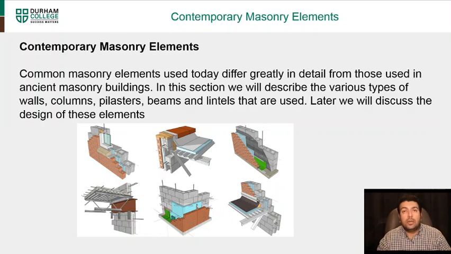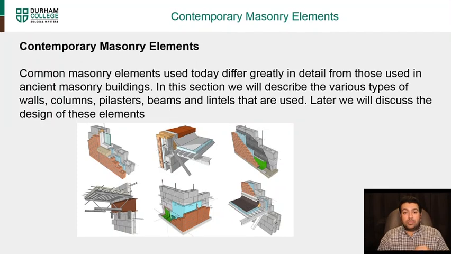Hi everyone, this is going to be part 2 of the introduction to masonry. We're going to talk about contemporary masonry elements and contemporary building structures. There are common masonry elements used today that differ in detail from those used in ancient masonry buildings. In this section, we will describe the various types of walls, columns, pilasters, beams, and lintels that are used, and in later sections, we will discuss the design of these elements.